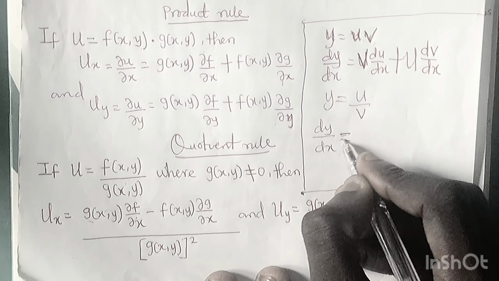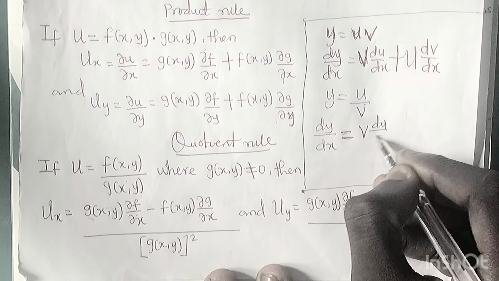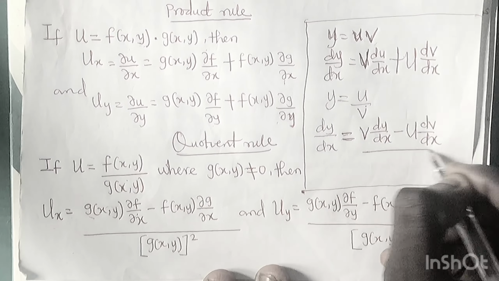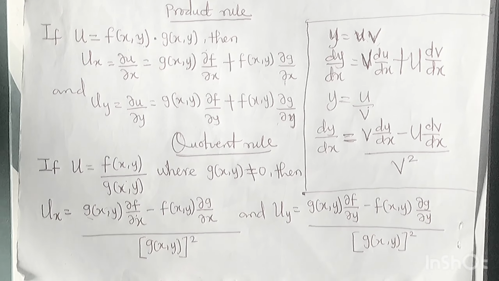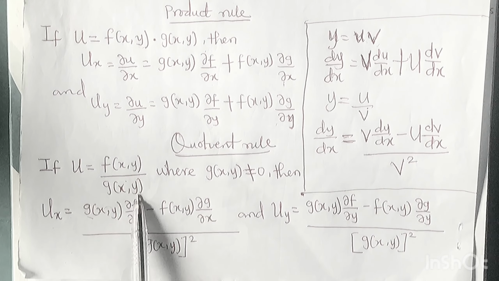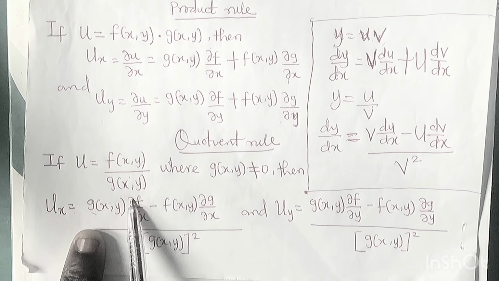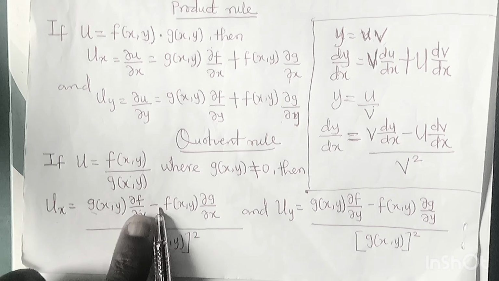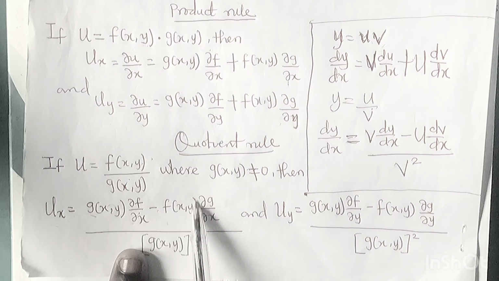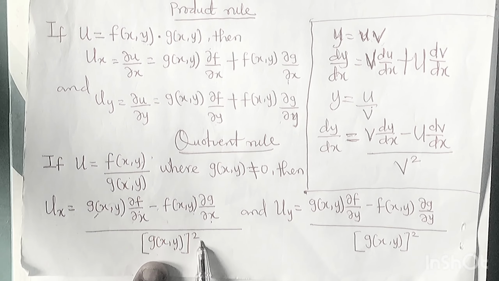So this will just be v du dx minus u dv dx all over v squared. Now let us relate it with this. If you relate it, this is your u and this is your v. So you can see v, then partial f partial x, minus u, which is your f here, that's f of x comma y, then partial g partial x, then v squared. You can see your v, which is g of x comma y, all squared.